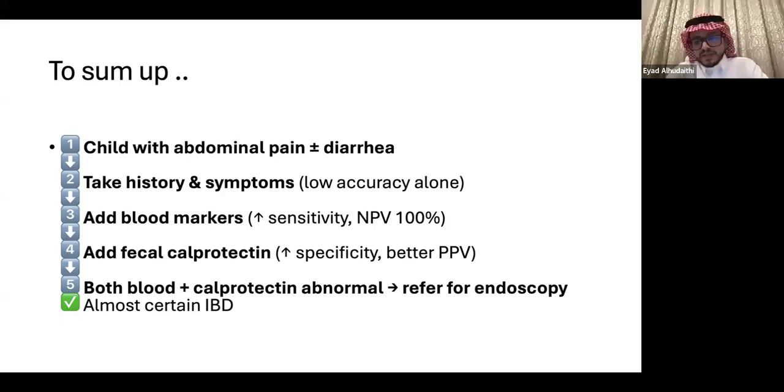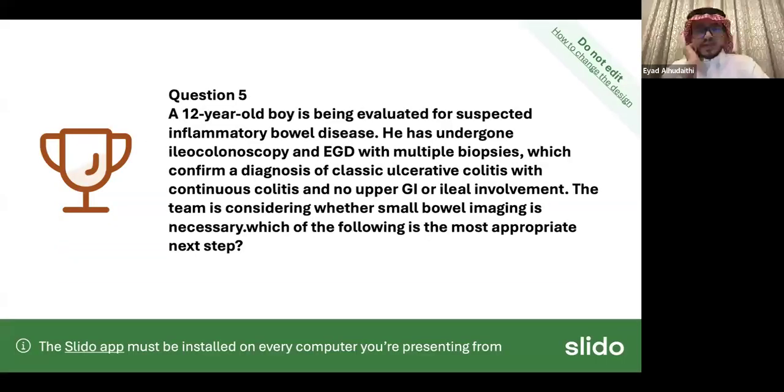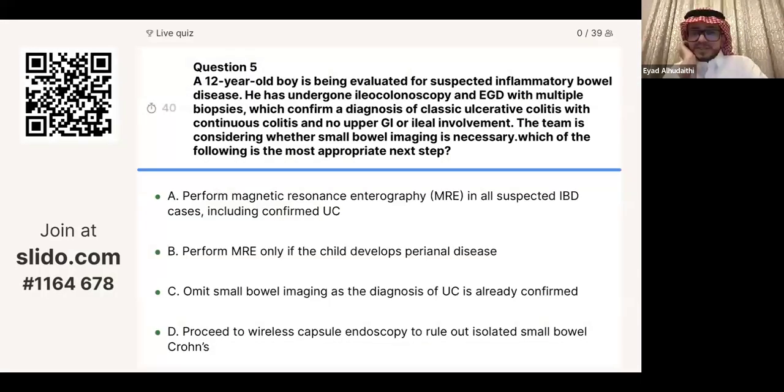So next question. A 12-year-old boy with suspected inflammatory bowel disease has undergone ileocolonoscopy and EGD with multiple biopsies, which confirmed a diagnosis of classic UC with continuous colitis and no gastric or ileal involvement. The team is considering whether small bowel imaging is necessary. What will be your response?